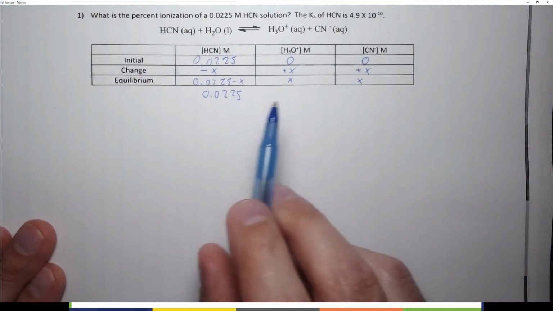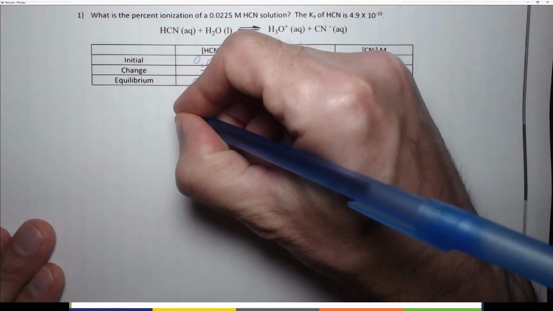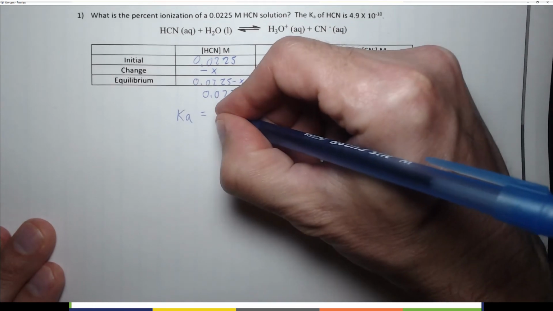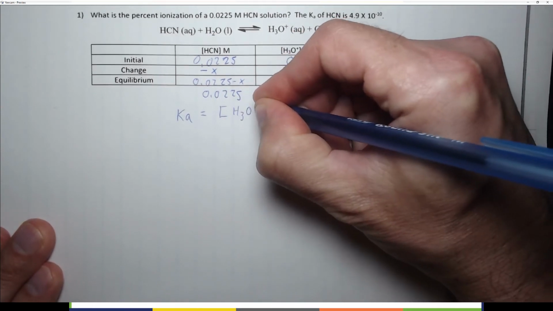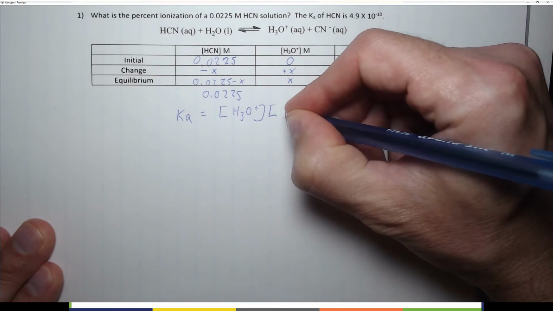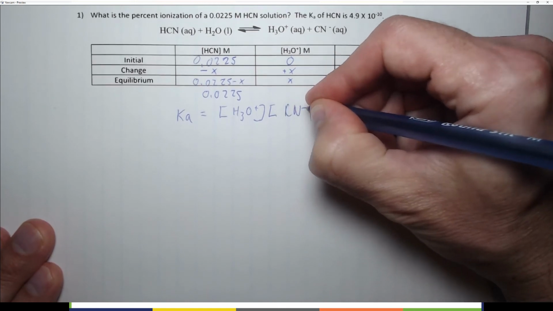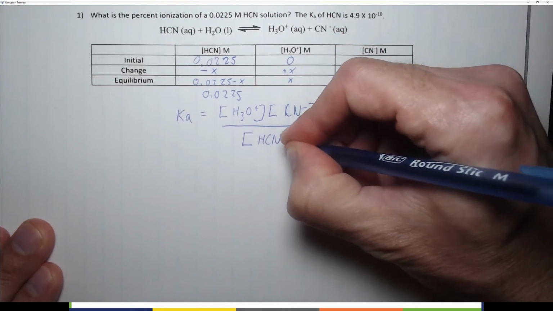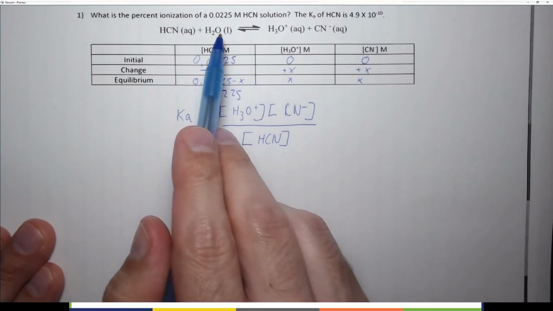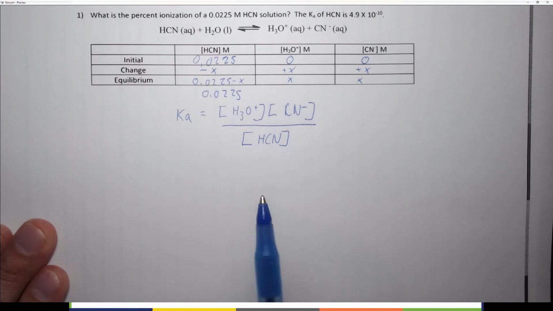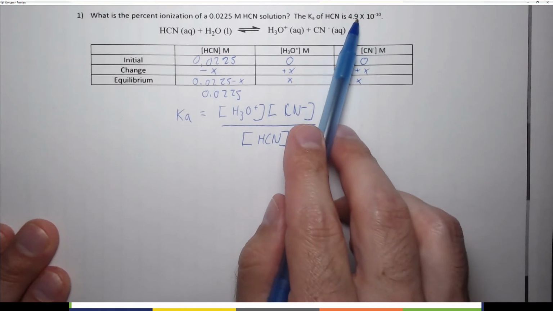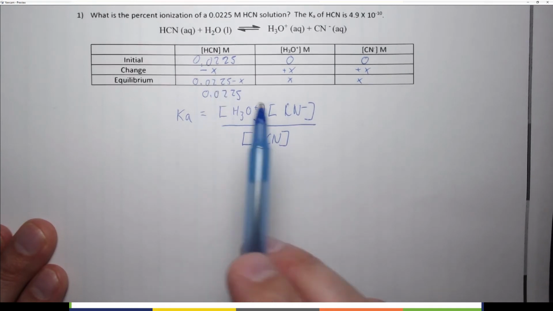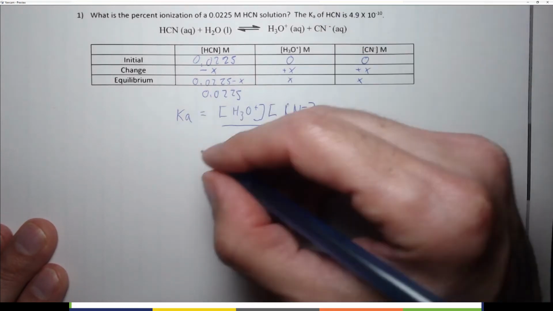Well, now we can write the Ka expression. So the Ka is equal to the concentration of H3O+ times the concentration of CN- divided by the concentration of HCN. Same as before, products over reactants, we ignore water. In this case, we have the Ka, so we know that, and we know these are each X, and we know that this is 0.0225. So we can plug in what we know.